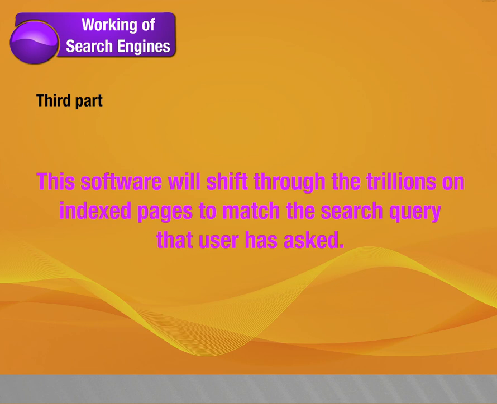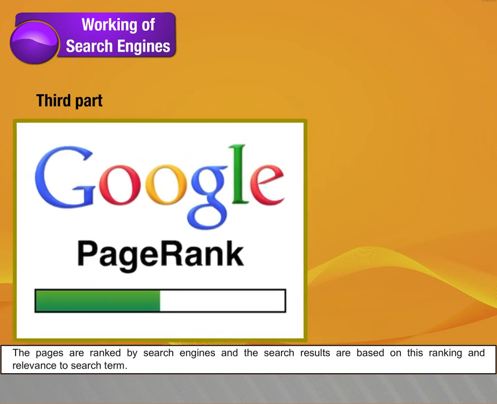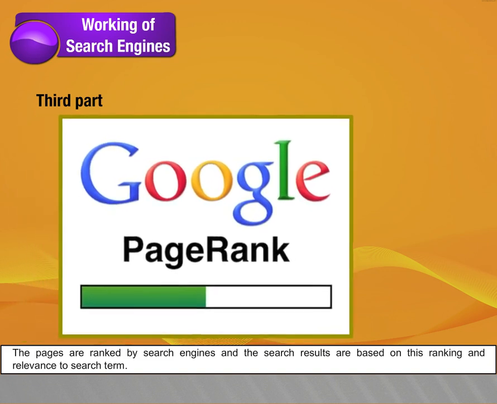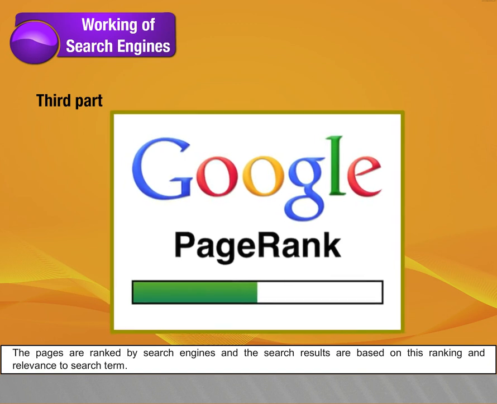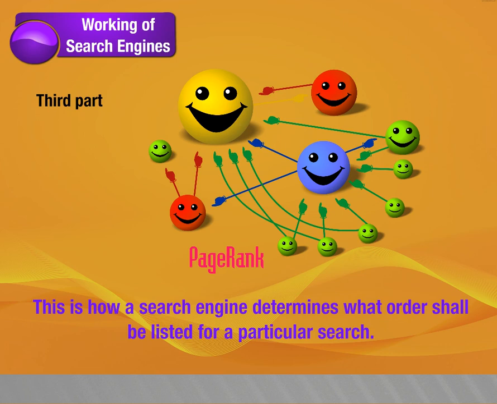This software will sift through the trillions of indexed pages to match the search query that the user has asked. The pages are ranked by search engines, and the search results are based on this ranking and relevance to the search term. This is how a search engine determines what order shall be listed for a particular search.